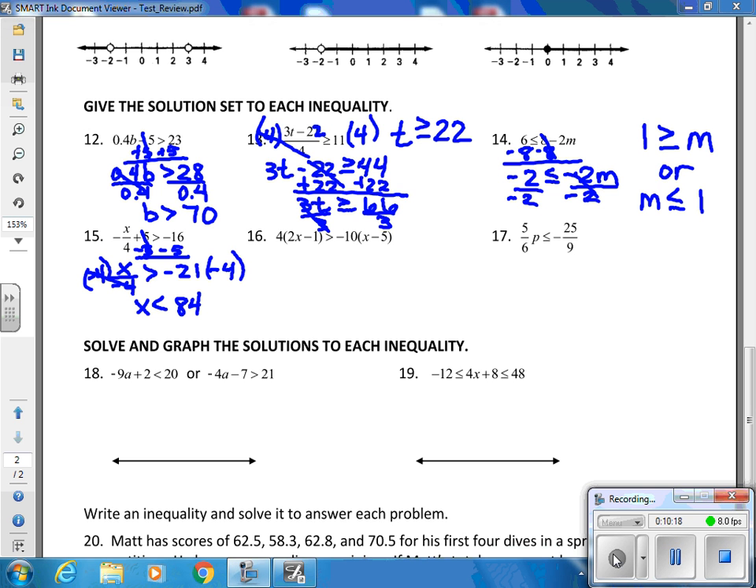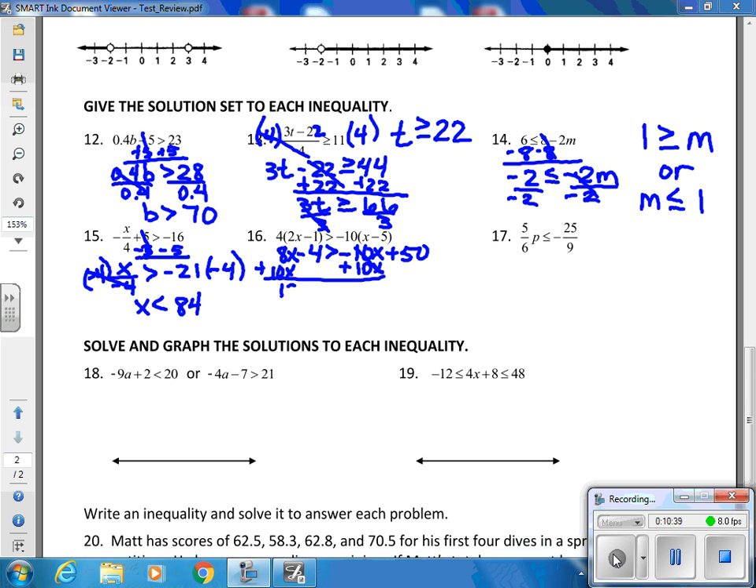All right, so for number 16, it is a multi-step, so do exactly like you would normally do. You're going to have to distribute first. So now you've got 8x minus 4 is greater than -10x plus 50. Okay, you have variables on both sides. -10 is smaller than 8, so we're going to add 10x over.